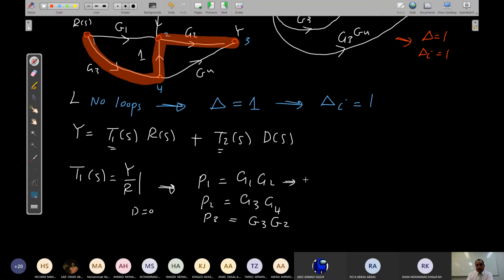So simply delta 1 equals what? 1. And delta 2 equals what? 1. And delta 3 equals what? 1. So 1, 1, 1. Now we can find what? T1. What about T2?